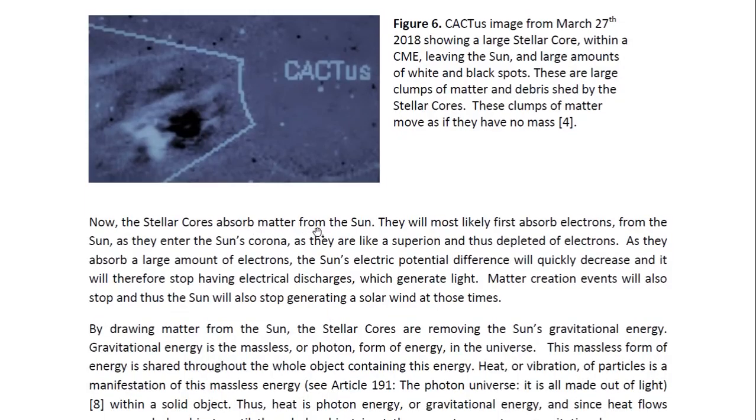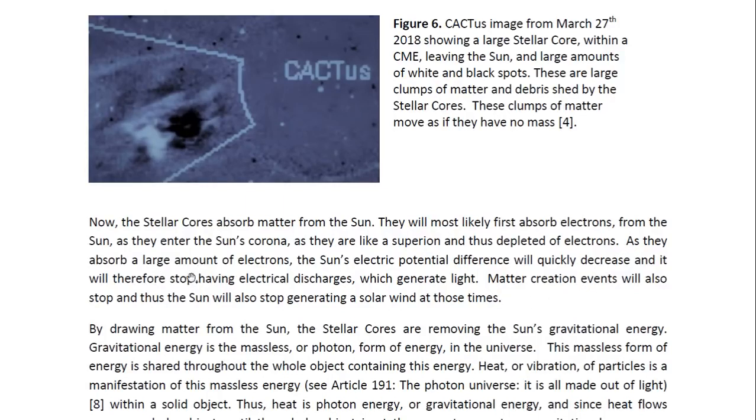Now the stellar cores absorb matter from the sun. They will most likely first absorb electrons from the sun as they enter the sun's corona, as they are like a superion and thus depleted of electrons. And the stellar cores come to the sun because they are attracted to the sun's outer layer of electrons, and the attraction is the electrostatic attraction, which never decreases in strength no matter how old the star is. So the fact that it's still somewhat positively charged on the inside causes it to be attracted to the sun's negative outer layer. So it's the electrostatic attraction that actually brings them to the sun.